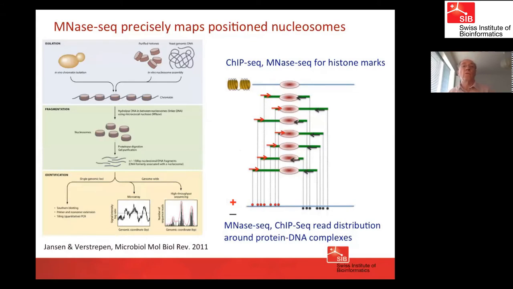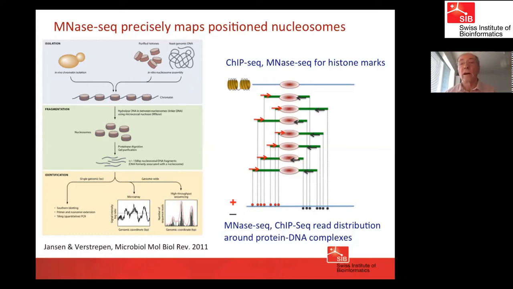RNA-seq is also an old technology, which has been used for some time, which allows to separate nucleosomes. So RNA-seq is a particular, as shown on the left side, is a particular nuclease which does not attack DNA that is wrapped around nucleosomes, but then precisely cuts at the borders of the nucleosome. So RNA-seq is used basically as ChIP-seq.